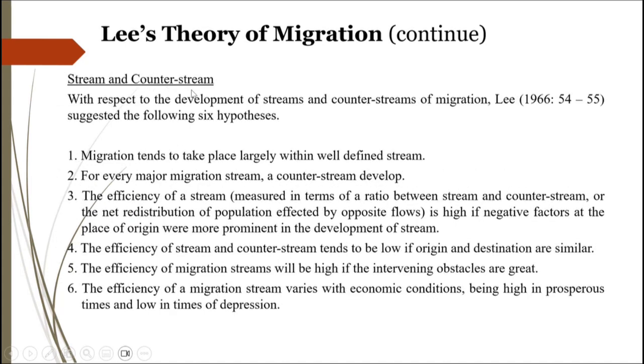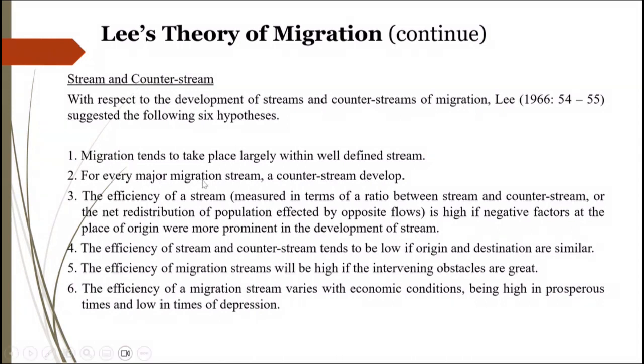Stream and counter stream. With respect to the development stream or the counter stream of migration, Lee suggests the following hypothesis. Migration tends to take place largely within a well-defined stream. So if you take overall migration between Malaysia and Singapore, regardless of whether you're from Kampung or KL or Johor Bahru, mostly Johor Bahru, you see a largely well-defined stream.